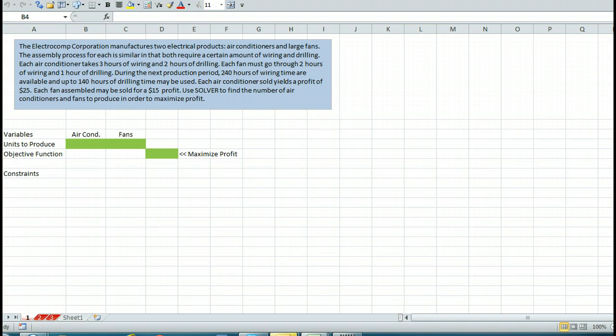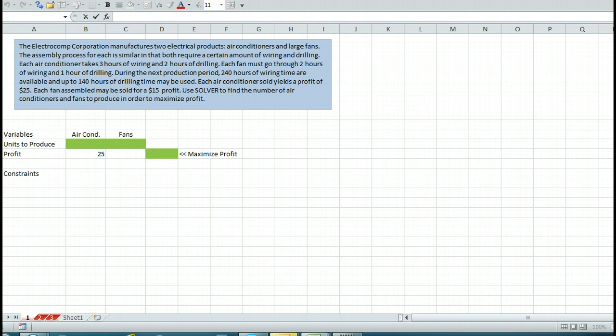The way that you are going to set this problem up is, when you do the reading, you're going to learn about the objective function. In this particular problem, the objective function, what we're trying to maximize, is profit, right? We're trying to have the most profit that we can. So that's what our objective function is going to be. And the problem tells us that air conditioning profit is $25. It tells us also what fan profit is, so we would fill that in.